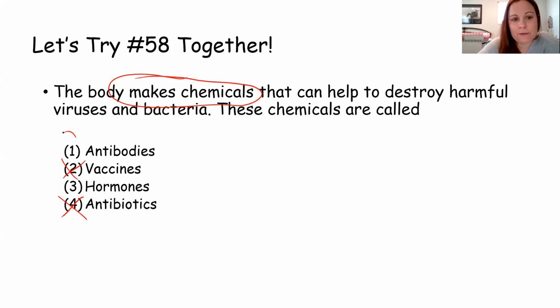You want to be careful because sometimes they might throw the term antigens in here as a choice. The body doesn't make antigens. Antigens are the pieces that are sticking out of the cells that match up with the antibodies your body makes. So anytime you're looking for a chemical made by the body in immune system questions, you're looking for antibodies. If it's something that stimulates the immune response, that would be the term antigen.